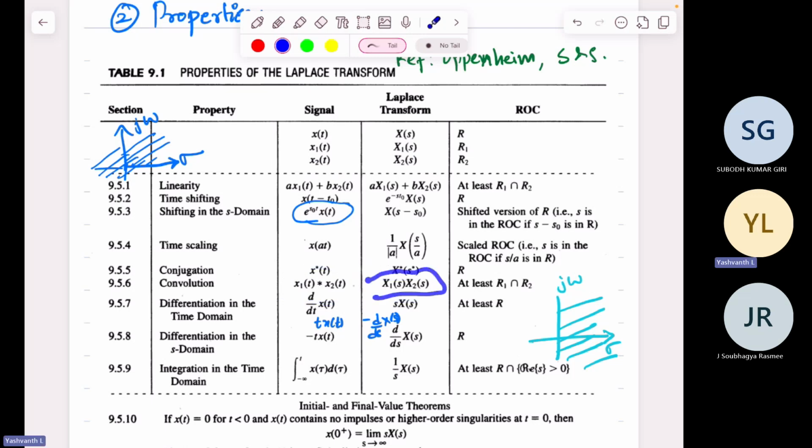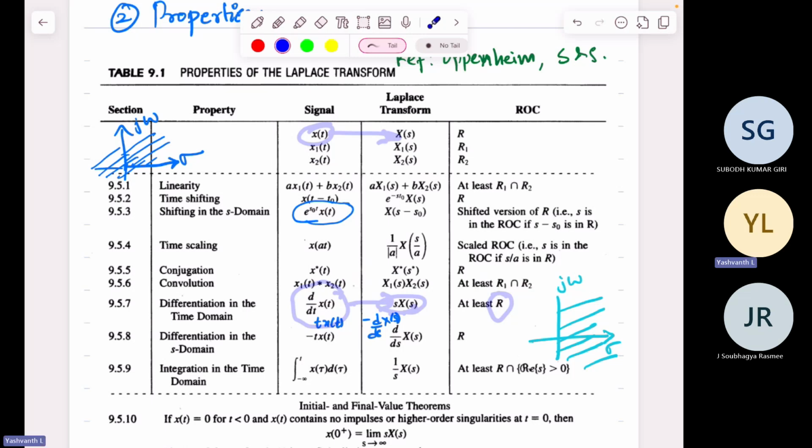And the ROC of the product is an intersection of the ROC of x1 and the ROC of x2. Differentiation in time domain: if x of t has a Laplace transform X of s, then d by dt of x of t will have the Laplace transform s times X of s, with the ROC being at least R.